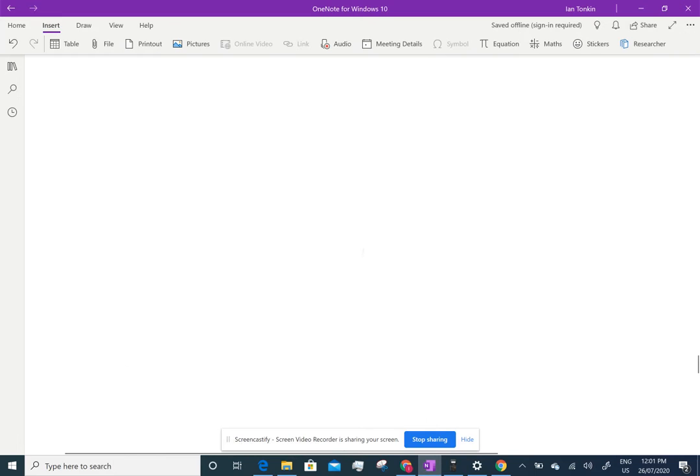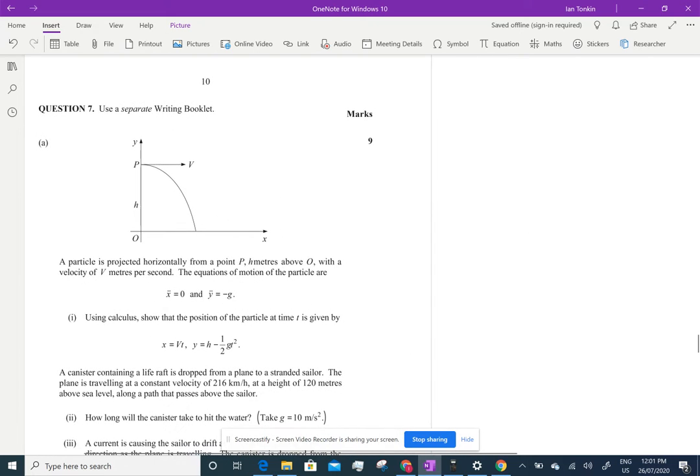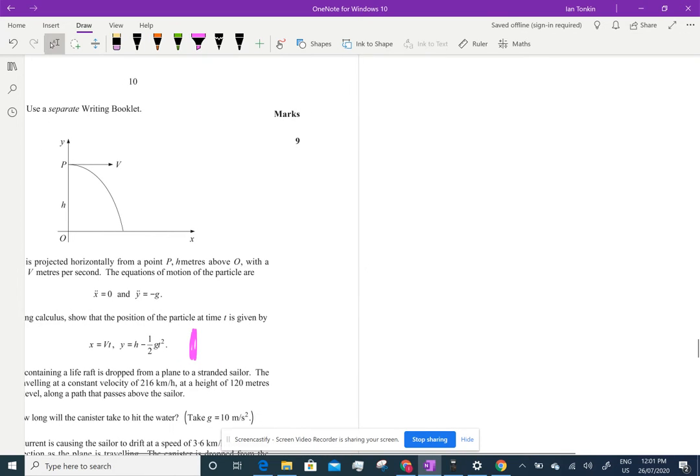Now, the first thing, oops, what the hell's happened there? Okay, right. The first thing they try and get us to do is to derive these two parts of the projectile motion. So let's start with them. And remember, x is the horizontal and y is the vertical. I always like to do it in two parts.